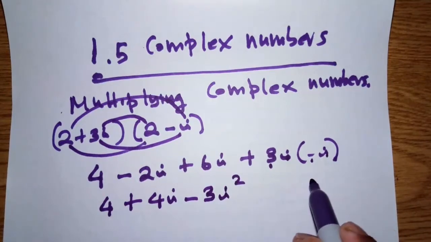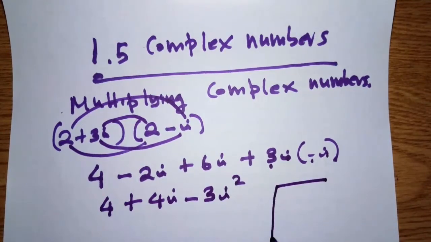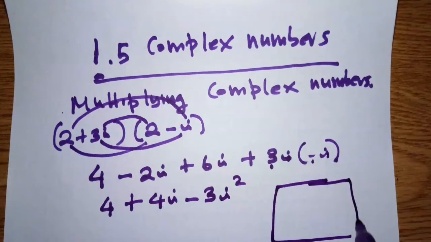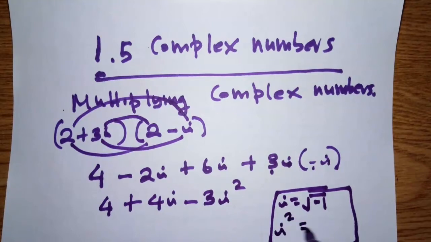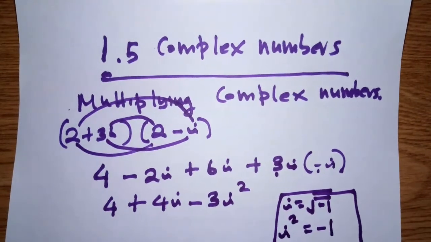Now at this point, you should remember what i is, right? So i we know is the square root of negative 1. You think of i as the square root of negative 1, which means i squared is actually negative 1. If i is the square root of negative 1, then i squared is negative 1.